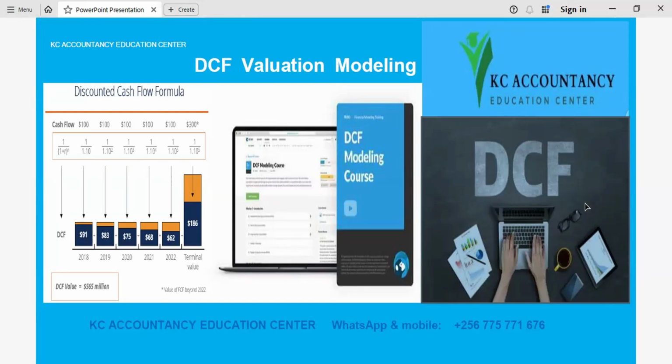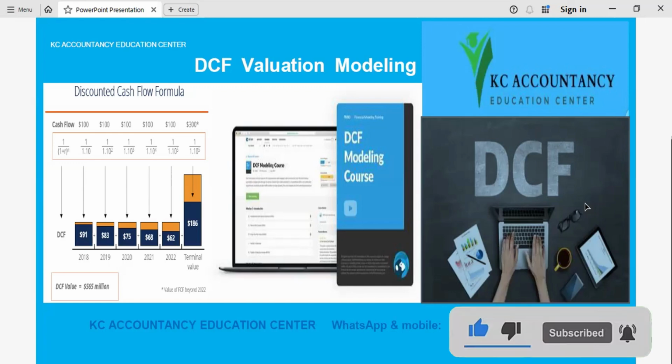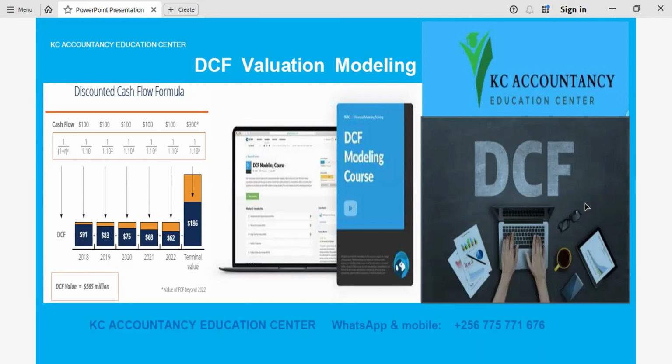Today we are going to kickstart our new course, and this is going to be DCF Valuation Modeling. It's a DCF Valuation Modeling course that we are going to kickstart today. So what we want to look at for now is to learn more about DCF modeling. Without wasting more time, let's dive in and look at the course overview.